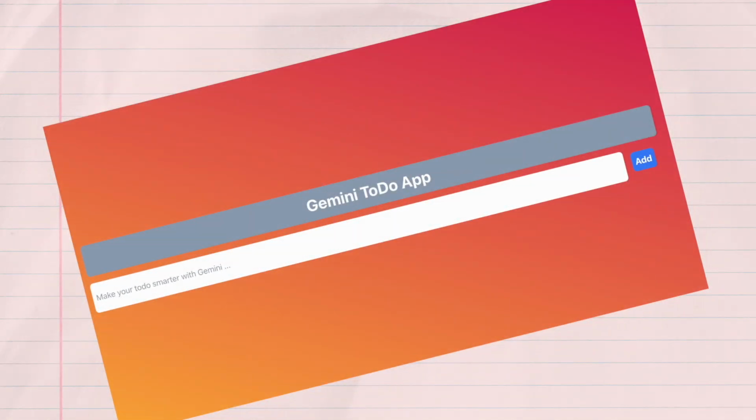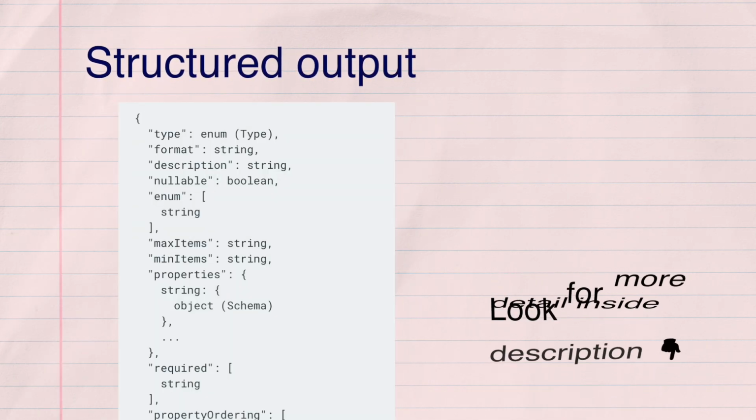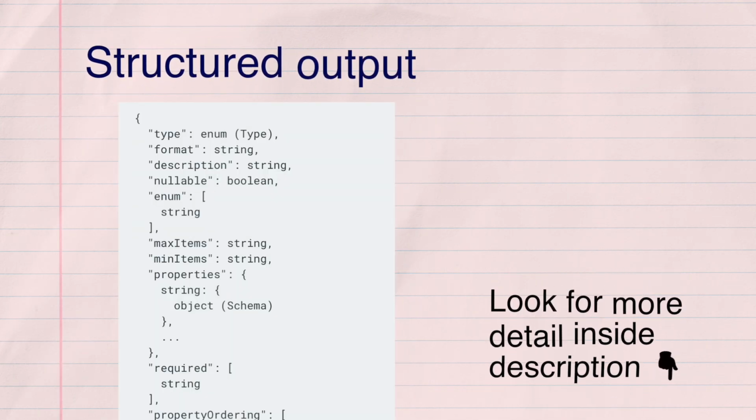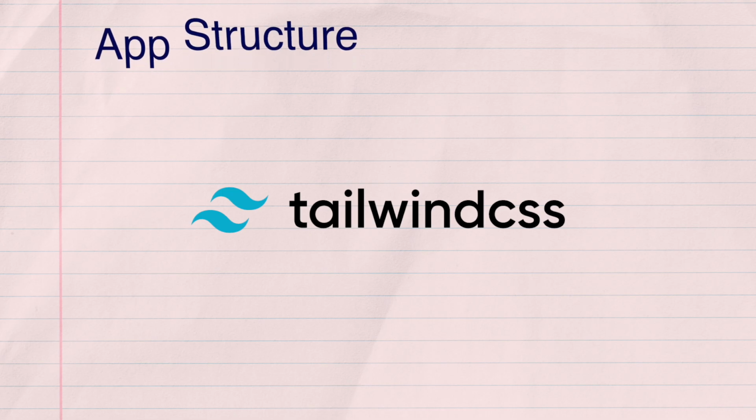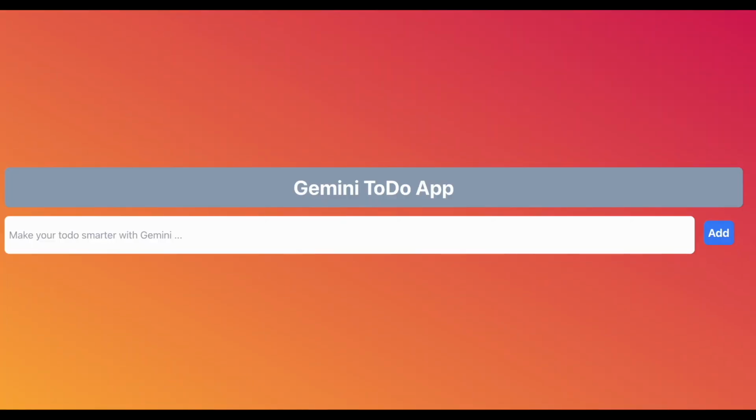We will learn how to build a smarter to-do application which will understand natural human input. For this feature, we are utilizing the structured output capability of Gemini, which will provide the user input in a more refined way. We build the user interface using TailwindCSS with a more modularized approach. So if this interests you, please stay tuned. Before we get ahead, let's check out our demo for the application.